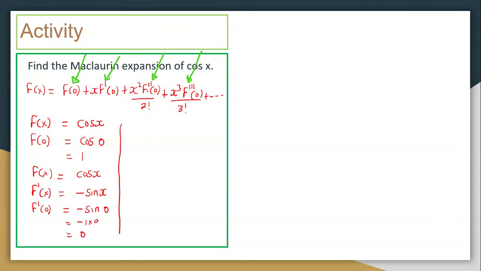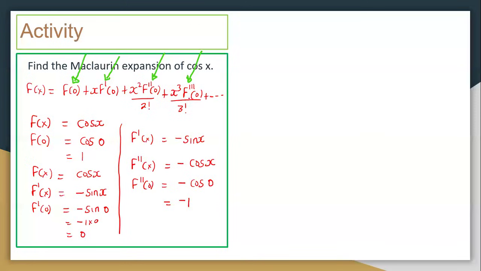Then I continue to the next one, f double prime. We have our f prime of x equal to negative sine of x. Now f double prime of x will equal, when I differentiate, negative cos of x. But I have to find f double prime of 0, so f double prime of 0 will equal negative of cos of 0. Place your calculator: cos of 0 is 1, so I have negative 1 as my answer.